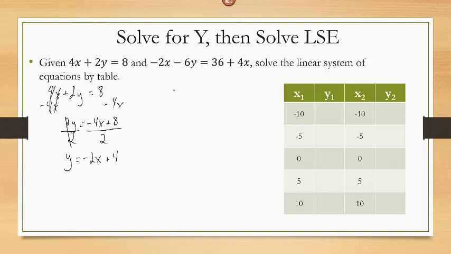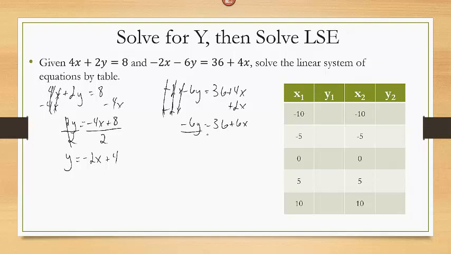Solve for y for the second equation. So negative 2x minus 6y equals 36 plus 4x. There are no parentheses, there are no fractions. So let's move our negative 2x to the other side so we can get our y's on the left and our x's on the right. So plus 2x on both sides. That cancels. We're left with negative 6y equals 36 plus 6x.